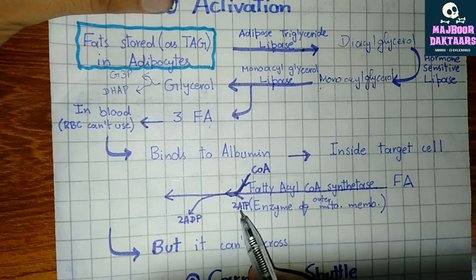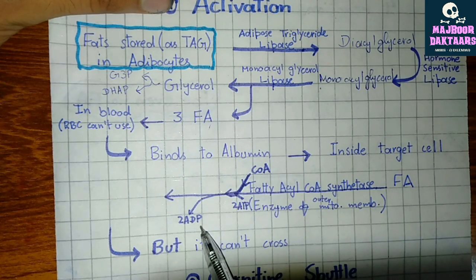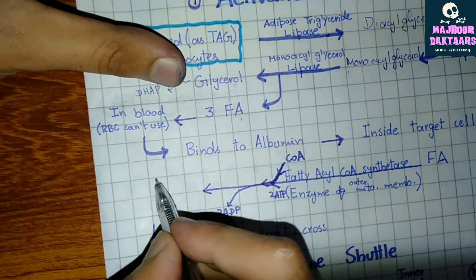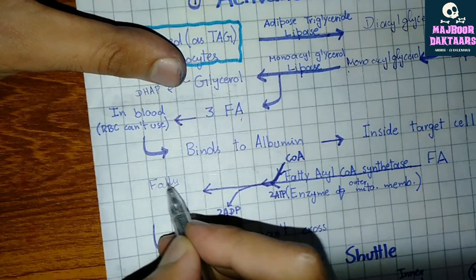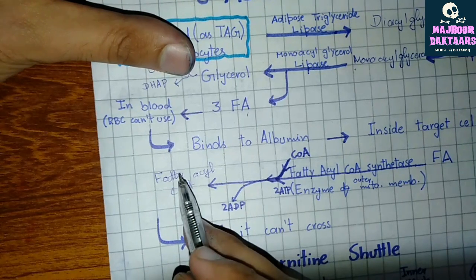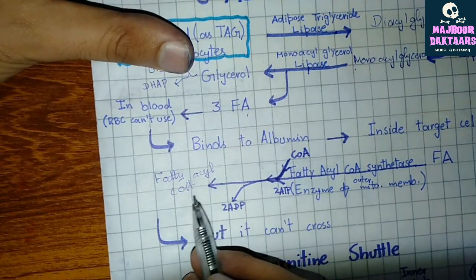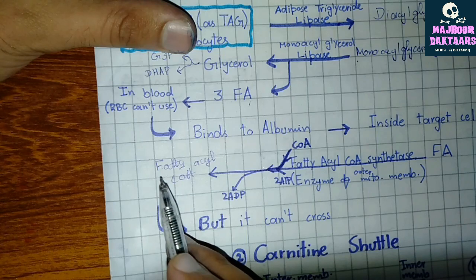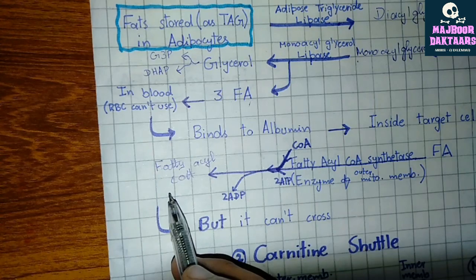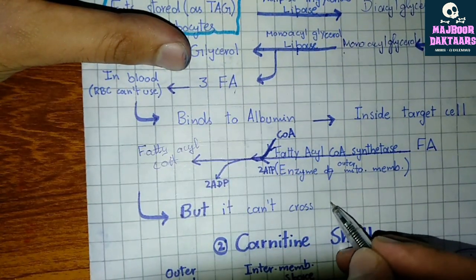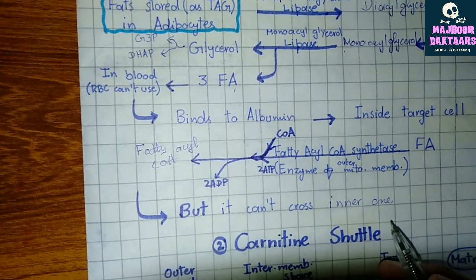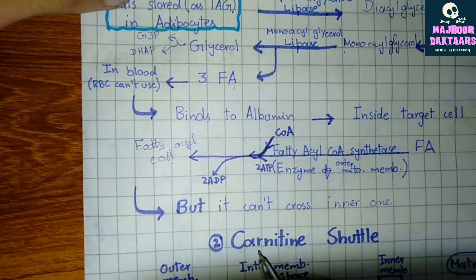Now, in this process, 2 ATP are utilized and converted into ADP, and a CoA molecule is added to the fatty acid to convert it into a fatty acyl CoA molecule. This is also called the activated fatty acid. But a problem arises: this fatty acyl CoA can cross the outer mitochondrial membrane, but it cannot cross the inner mitochondrial membrane. So for this problem, we have a solution, the carnitine shuttle.